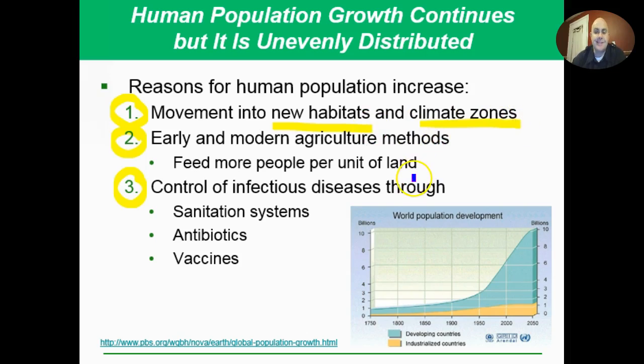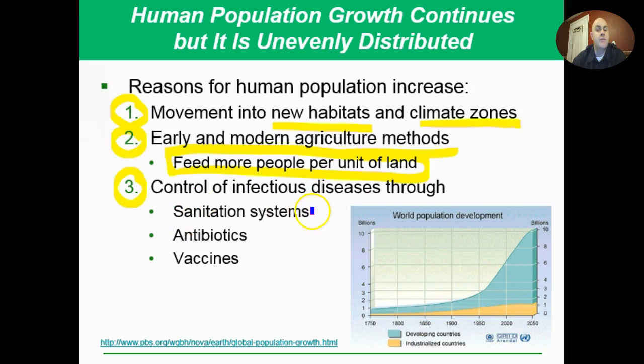Good example, Texas. Houston, Texas is 7 million people. That wasn't the case before air conditioning came along. And so new technologies have allowed us to live in a place where we probably wouldn't live in that abundance if we didn't have air conditioning. Modern agricultural techniques are enabling us to feed a lot more people.